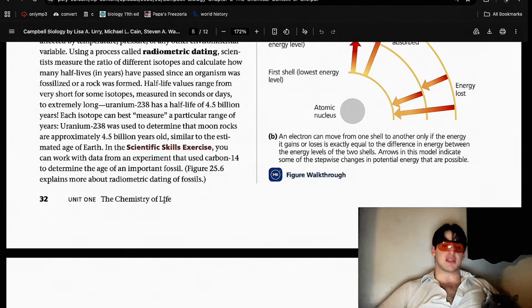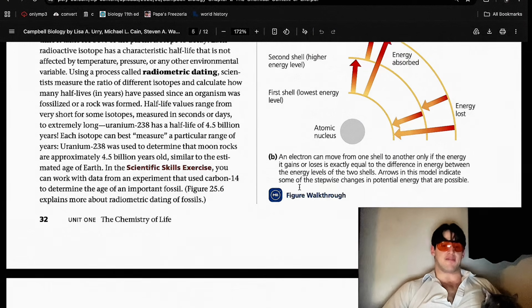In the scientific skills exercise, you can work with data from an experiment that used carbon-14 to determine the age of an important fossil. Figure 25.6 explains more about radiometric dating of fossils.